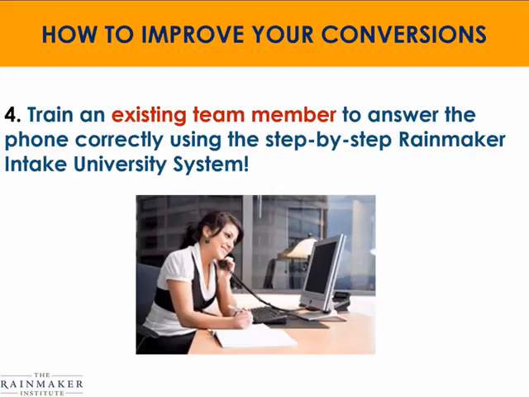What I do prefer is that you train an existing team member to answer the phone correctly using the step-by-step Rainmaker Intake University system, which is some of the strategies that we're talking about here today. So the existing team member, I want this person to be a non-billable person. So it's not a paralegal and it's not an associate, because they will always come back to you with these crazy questions like, well, do you want me to answer the phone, or do you want me to work on Mrs. Brown's case because she's already called in 3 times and she's really, really upset? And the answer is yes, I want you to do both.